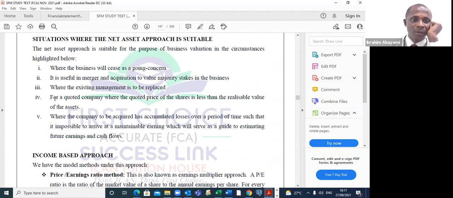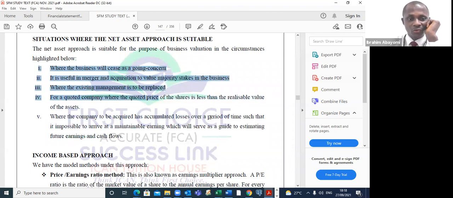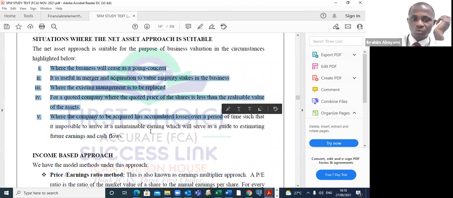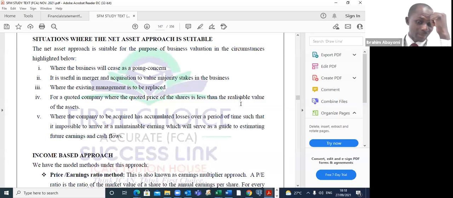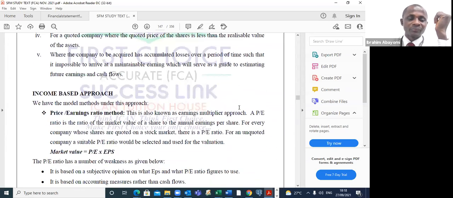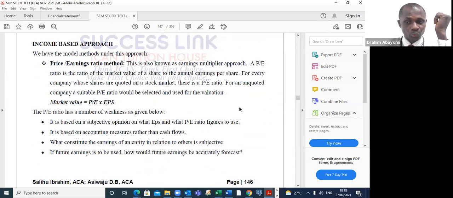It is useful in merger and acquisition to value a majority stake in the business, where the existing management is to be replaced. It is also useful for a quoted company where the quoted price of the shares is less than the realizable value of the assets. All these are just theoretical things that you can go through. There is no difficult grammar there that will be difficult for you to interpret. Now, that is that about the asset approach.